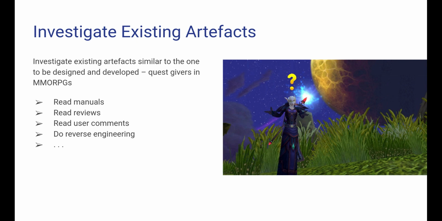Another way of eliciting requirements is to investigate existing artifacts, those that are similar to the artifact to be designed and developed. In this case, it would mean to investigate existing quest givers in MMORPGs. So you would learn about these existing quest givers by observing them, by reading about them, by checking out their looks and feels, how they behave, what they're saying, associated text, and so on. And from that, you could identify new requirements.